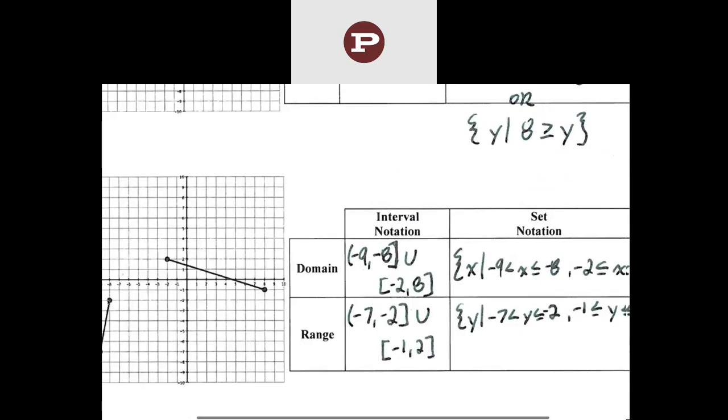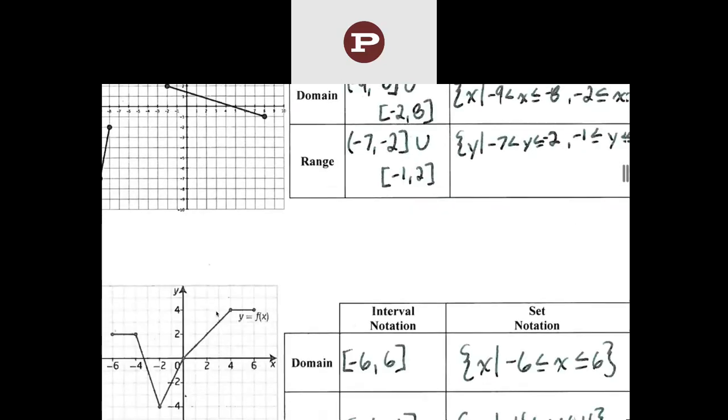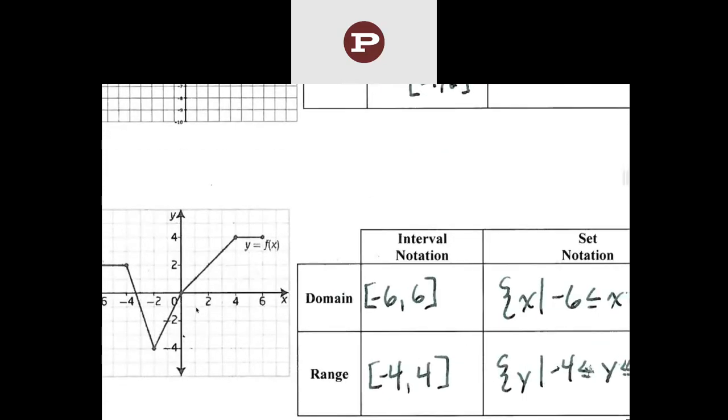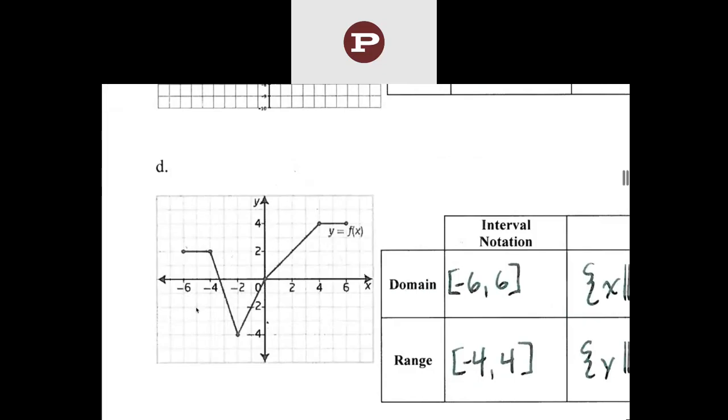Same thing happens in the range. There's a little break in between there. You're going to see a lot of graphs like this year where it's just kind of random lines going on. Try not to get thrown off by it. If they're all connected by lines, you should just be able to find your lowest value to your highest value.